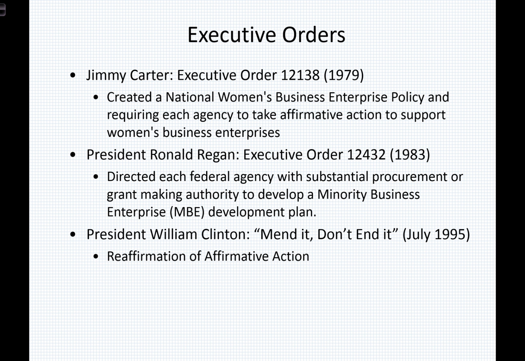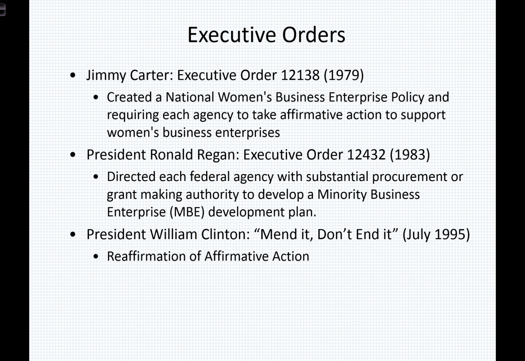As we move forward, President Carter, Jimmy Carter, in 1979, issued Executive Order 12138. It created the National Women's Business Enterprise Policy, which really was just an outreach of the MBE created by the prior president. And President Reagan, who also is considered really rather conservative, was not necessarily recognized as a friend to minorities. His executive order extended this minority business enterprise development plan.